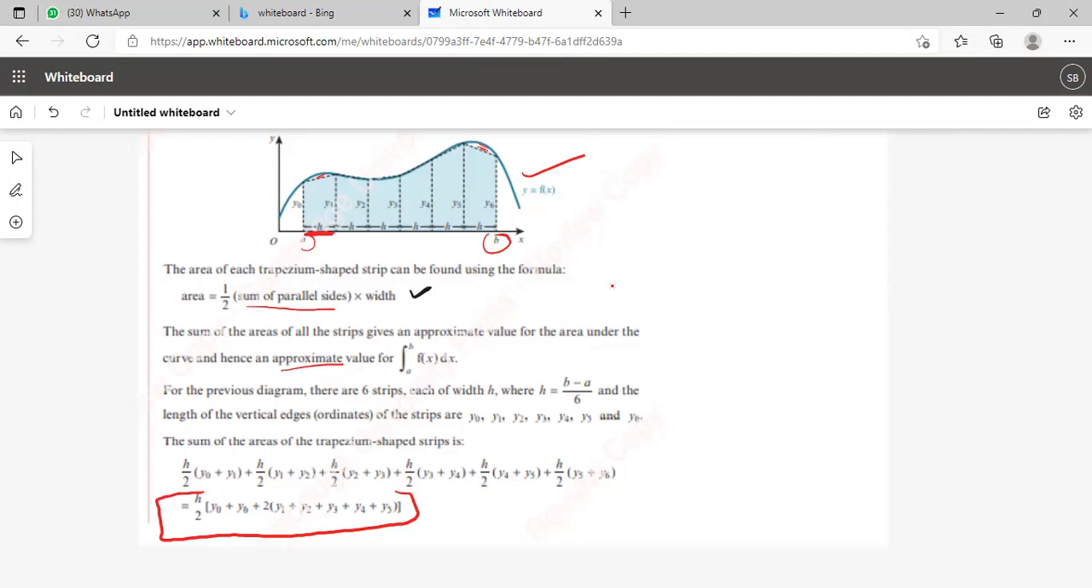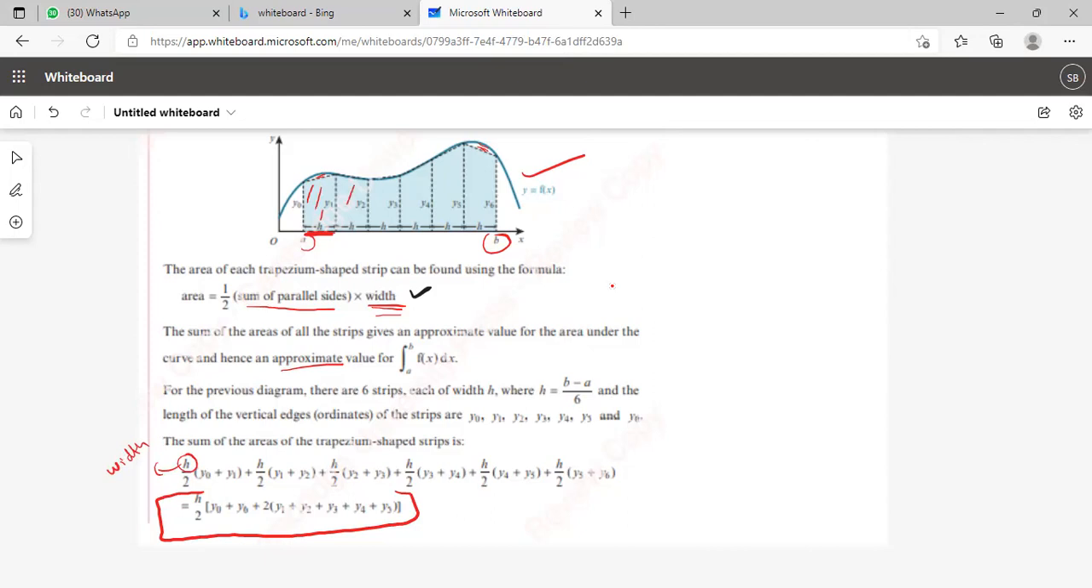For width, remember, this h is the width. We have 1 by 2, width, sum of parallel sides. So this is the first trapezium, we have y0 plus y1. So this is basically the area of this trapezium. Now we have this one, 1 by 2 width into sum of parallel sides. So 1 by 2 width into y1 plus y2. This is the sum of parallel sides.